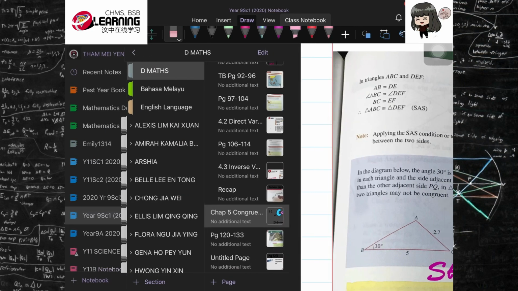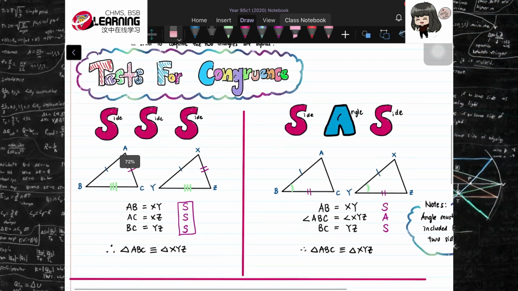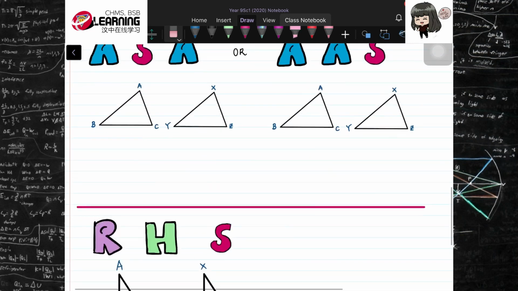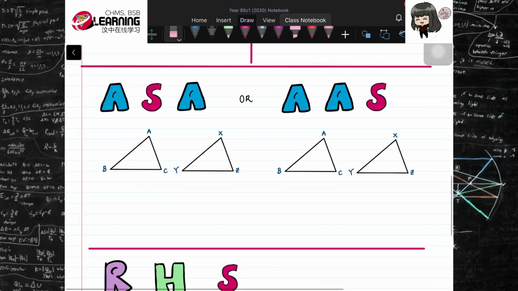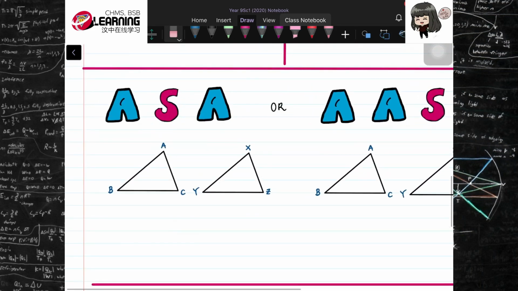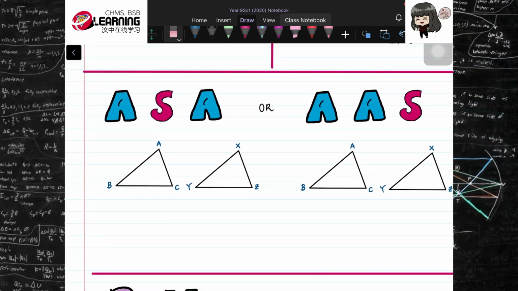So we have two of these congruency tests, SSS, SAS. And we have another two more. The third one we call ASA or AAS. Both of these are the same. Angle side angle. How is it angle side angle?